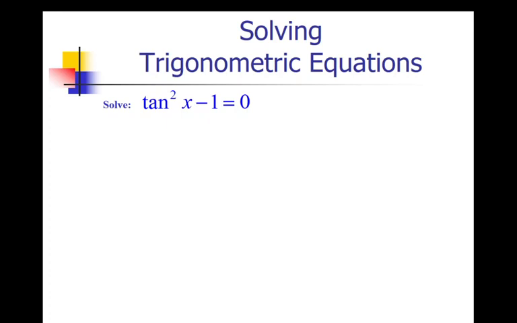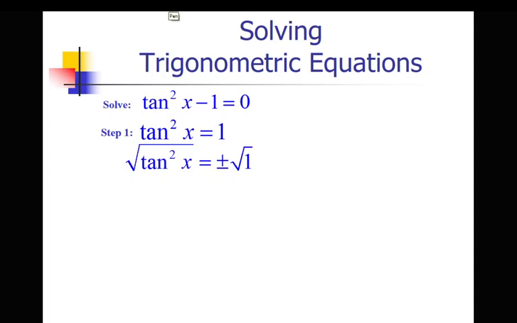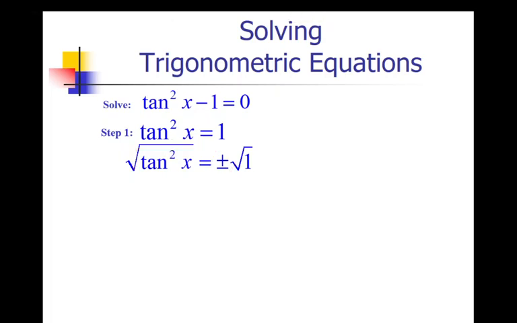Tangent squared x minus 1. Again, it's already set equal to 0. We're going to do some algebra here. Move the 1 to the other side and take the square roots of both sides. Don't forget, when you take the square roots of both sides, that's what gives you the plus or minus. Whenever you take the square root of something squared, you end up with that plus or minus. So basically, we are looking for where tangent is either positive 1 or negative 1.